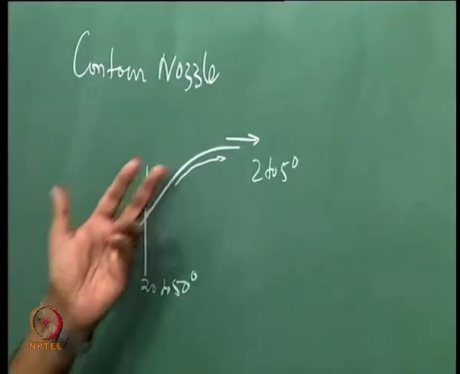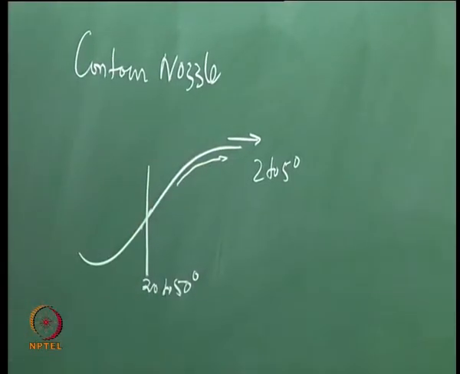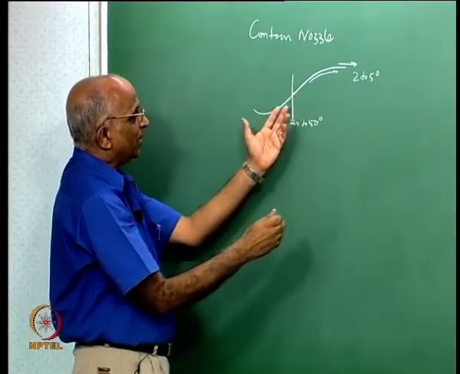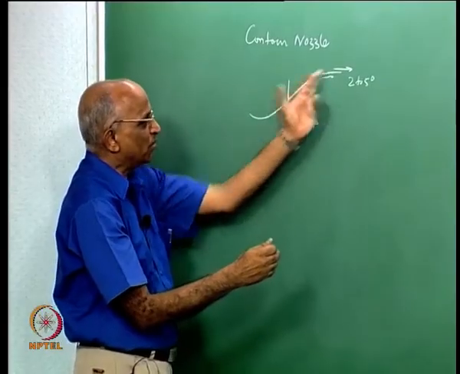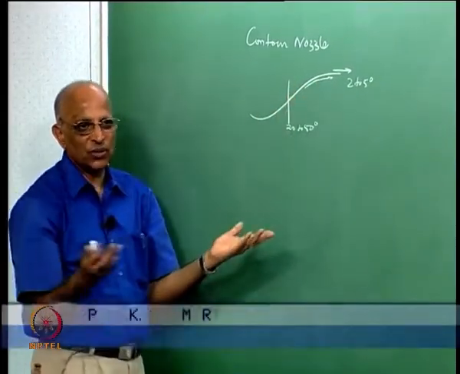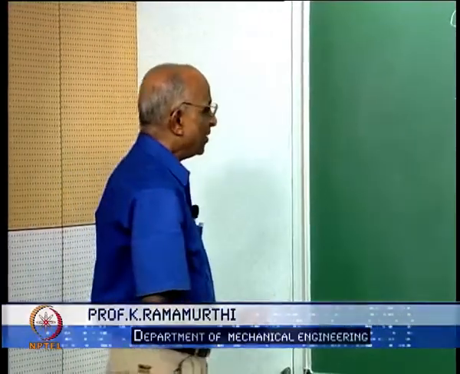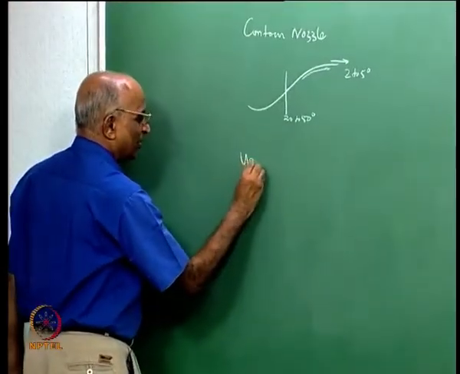And the shape of this contour is something like a parabola. You fit in something like a second order parabola such that you can get this point and this point into this particular parabola. This is how a contour nozzle looks like. In today's class, let us look at some unconventional nozzles.